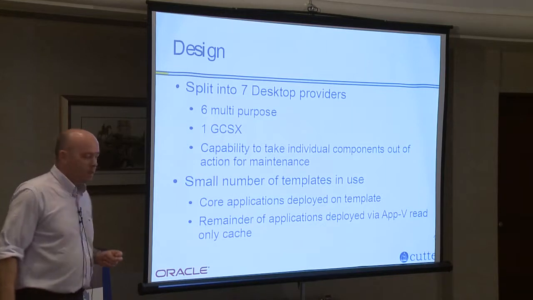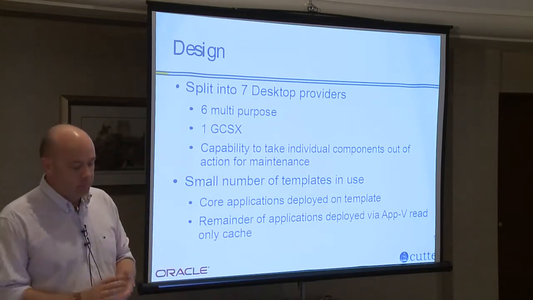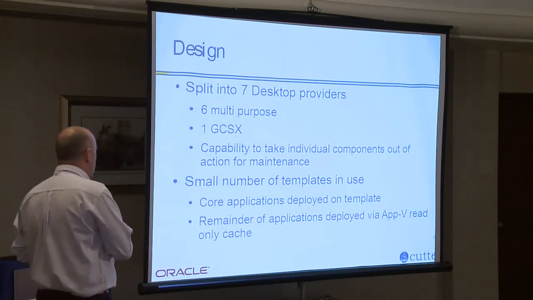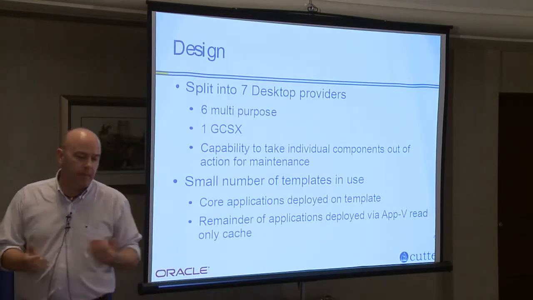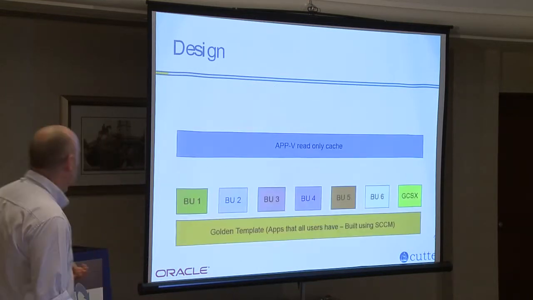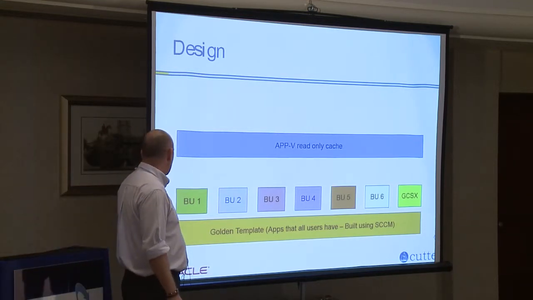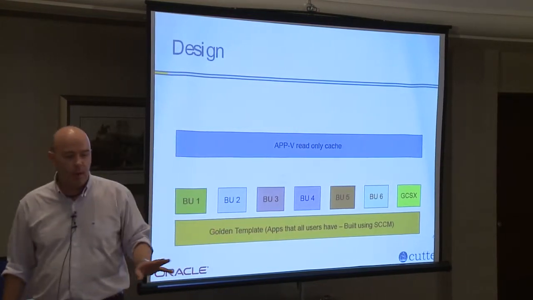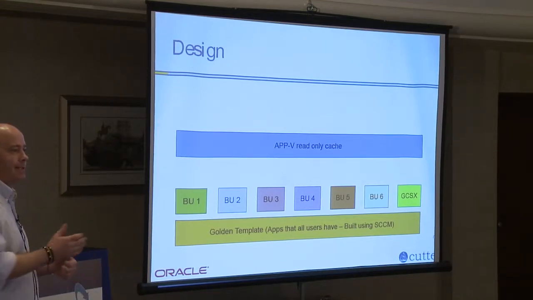stability of the system. We've got a small number of golden images, templates in use. The idea was to try and get it down to 1, but it wasn't going to go that far. I think we've got it down to 6 now. The core applications are deployed on the template, and the remainder are coming out via an AppV read-only cache. So the model and approach that we've taken with the council is you've got your golden template that all users have got the base on. It's been built by SECM, and that's got all the applications that every single user has access to on there.